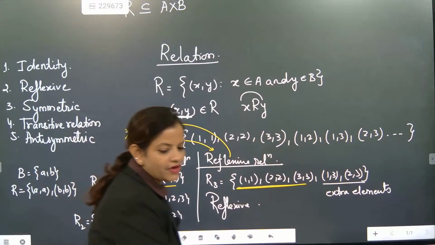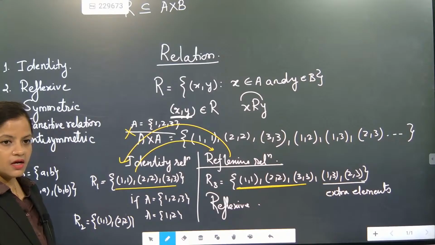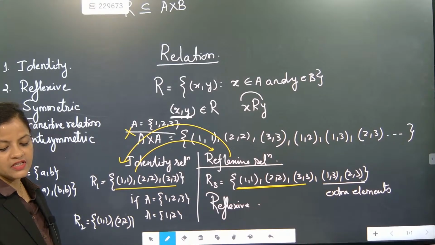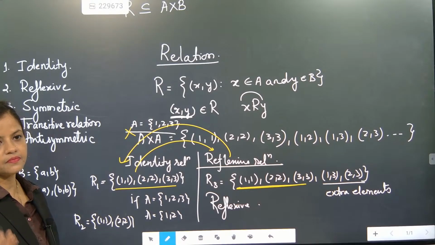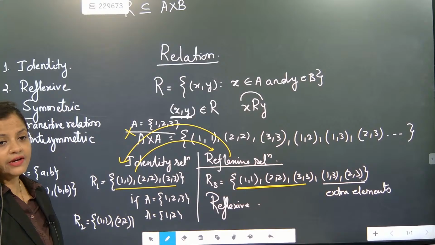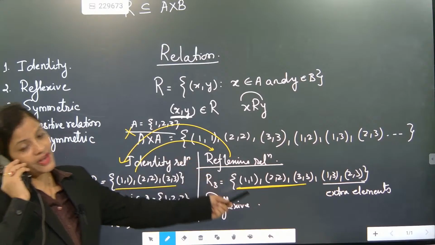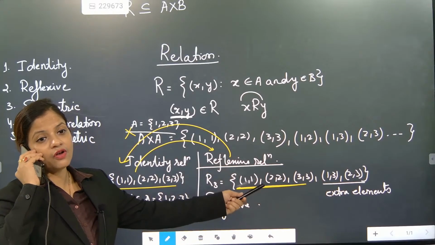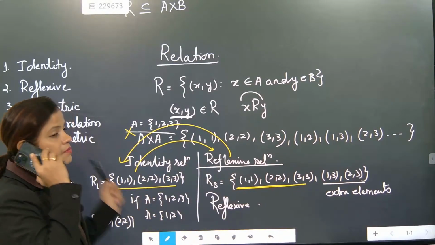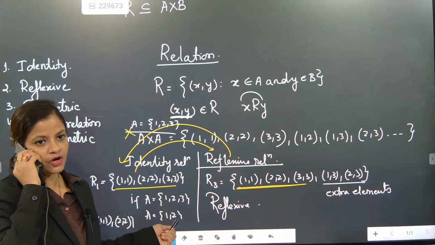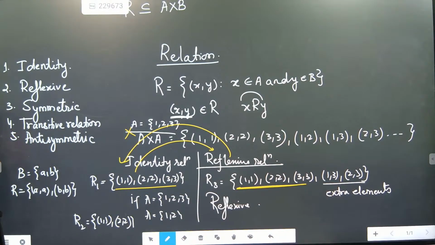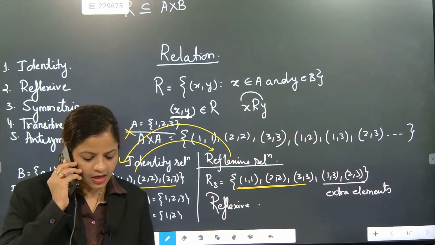All reflexive identity, or all identity reflexive? Say. Which is the correct statement? All identity is reflexive, but all reflexive are not identity. That is the major difference. Understood or not? So if an MCQ question comes, we will answer like that.